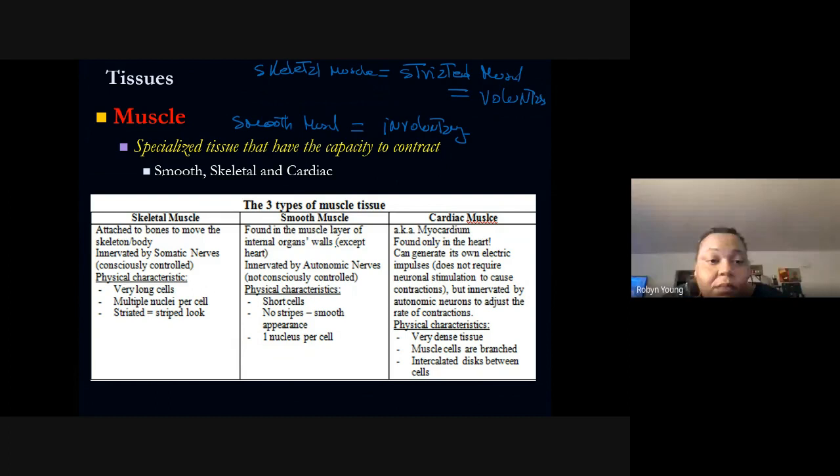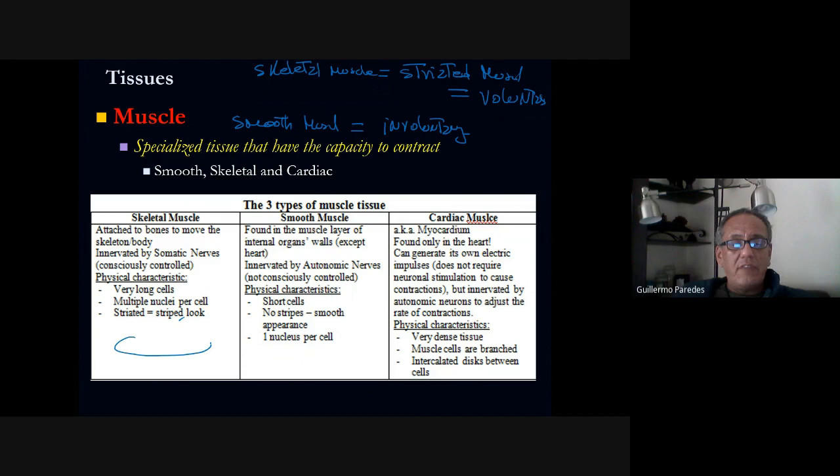All right, so for this exam, you need to remember that the skeletal muscle has these striations like this. The smooth muscle doesn't have striations.